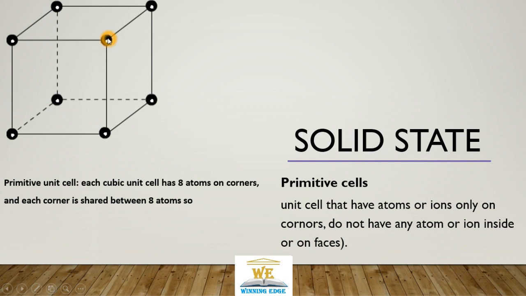So basically, a single corner atom is shared by 8 primitive units. Thus, the contribution of a single atom to each unit is 1 by 8. And how many corners are there in a single primitive cell? It's 8. So 1 by 8 into 8, we get 1 atom per primitive unit cell.